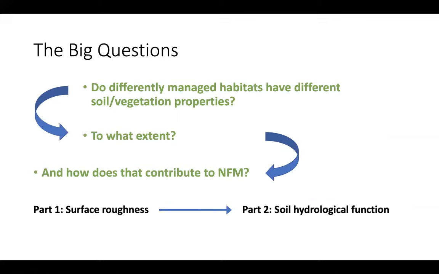So in my talk today, I'm going to start off by having a look at surface roughness, which is really the first chapter of my PhD, for which we got a paper out in June earlier this year. And then I'm going to move on to having a look at soil hydrological function, which is what I've been working on for the past 6 months.